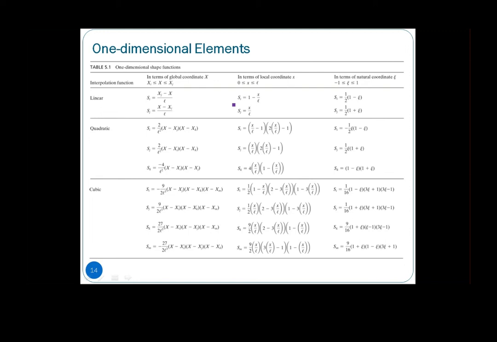In terms of global coordinates, we use capital X. In terms of local coordinates, we use lowercase x. In terms of natural coordinates, we have xi. Within one element, the length is I and j in global coordinates. In local coordinates, x is from 0 to L. In natural coordinates, xi is from -1 to 1. So that gives us a summary of the three types of one-dimensional elements in different coordinates.